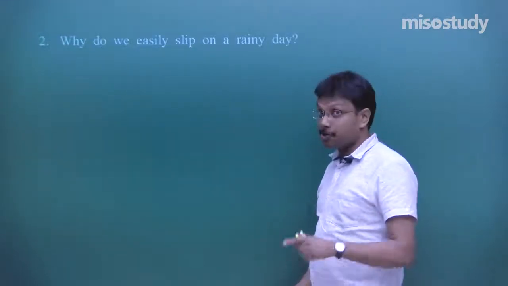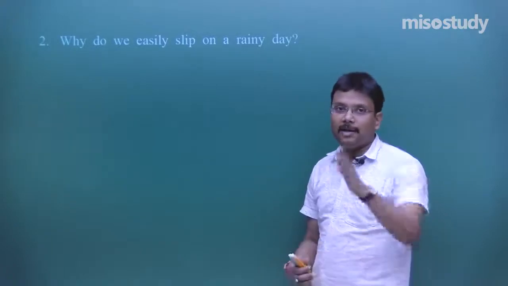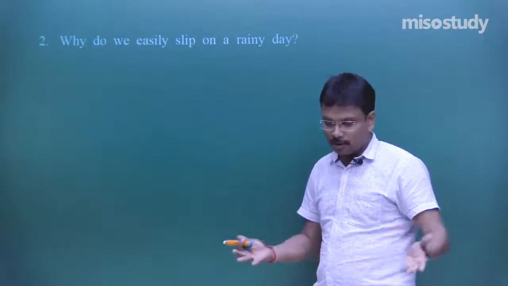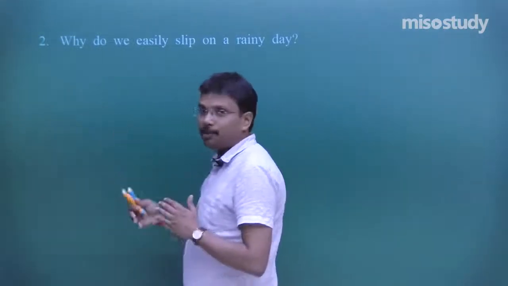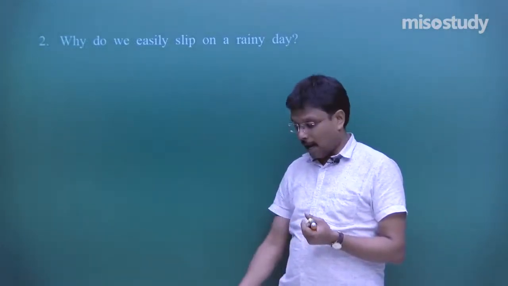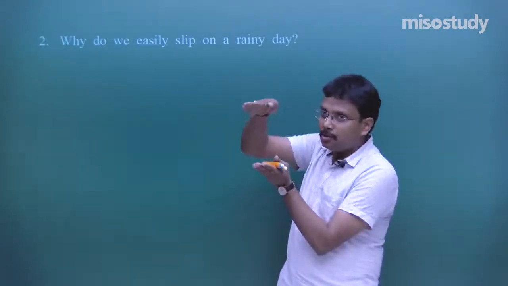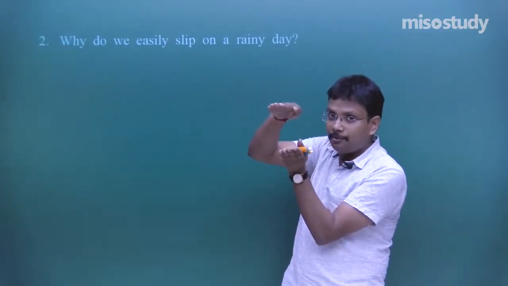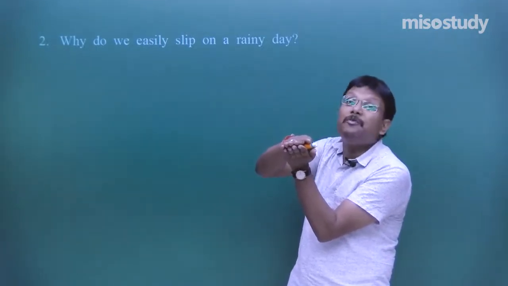Then this second question, again a 1 mark question. Why do we easily slip on a rainy day? Let's say in this studio, suddenly some water comes on the floor and I am walking like this to write down something on the board. Below my shoes, and on the surface of this room, there is a water layer. So what will happen in between, the liquid, that is water, will make it slippery.